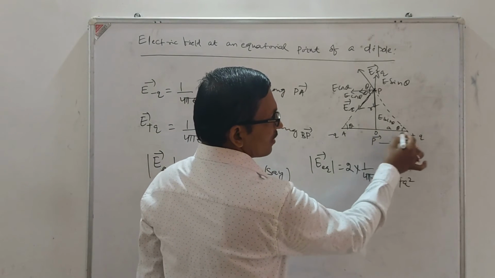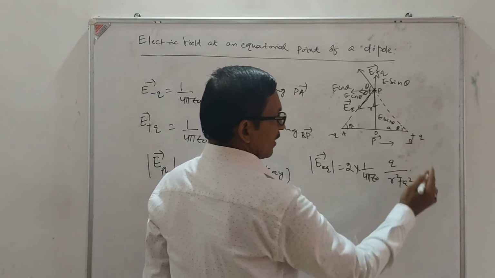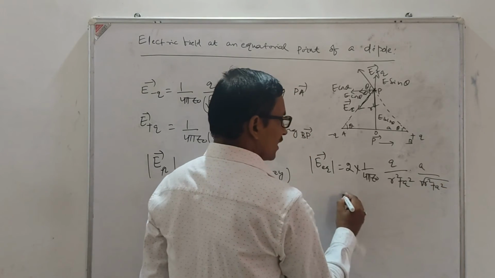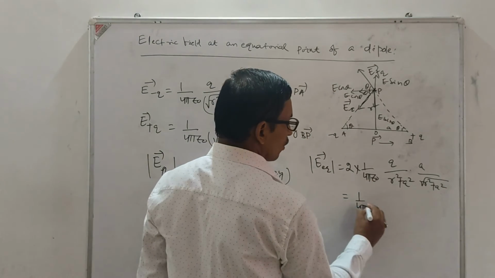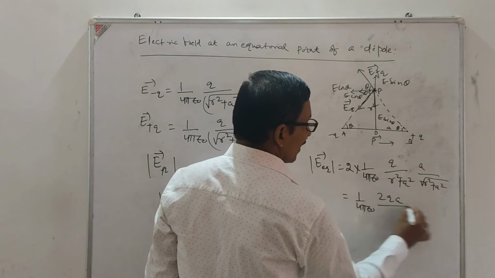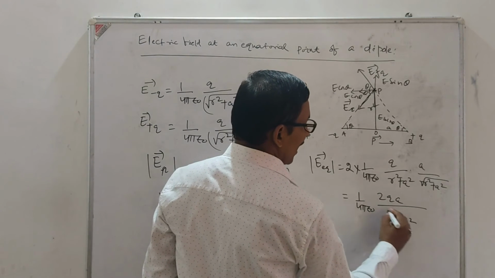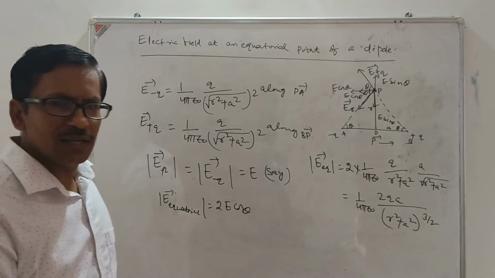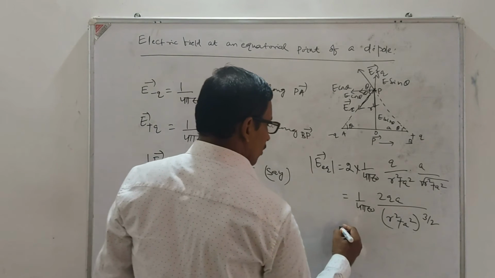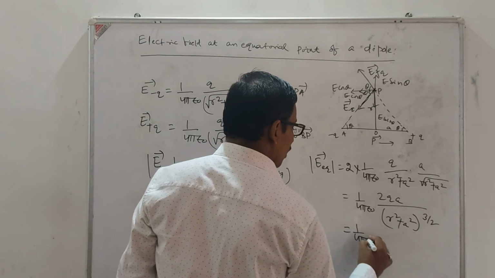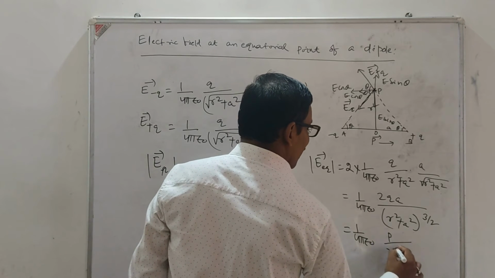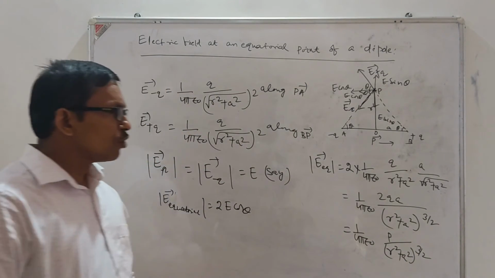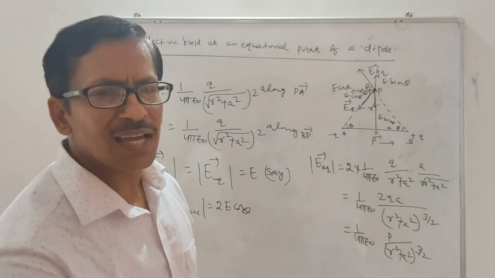Here, if you take this triangle, this side is A and this is given. So cos theta is A divided by the square root of R square plus A square. That means 1 by 4 pi epsilon naught 2QA divided by R square plus A square to the power 3 by 2. And you see children, 2QA is nothing but P, the dipole moment. So that is equal to 1 by 4 pi epsilon naught P divided by R square plus A square to the power 3 by 2. So this is the magnitude of the electric field at an equatorial point.